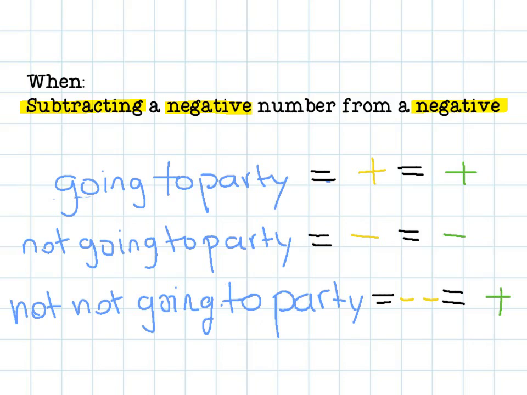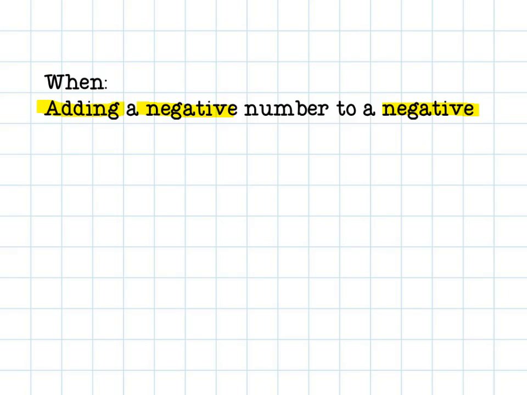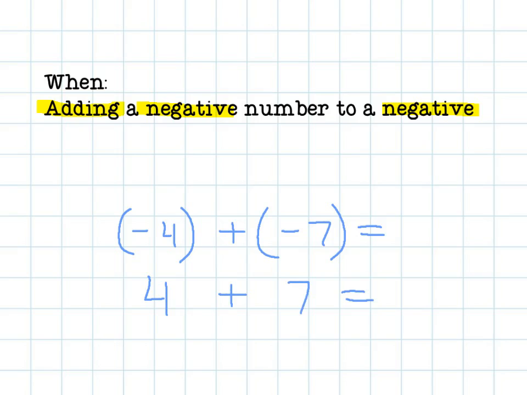So what happens when you add a negative number to a negative? Again, work with the numbers like they're positive. I'm going to be using the example negative 4 plus negative 7. First, turn the numbers into positives. So negative 4 is 4 plus negative 7, which is 7. And that is 11. And now you turn it back to a negative.